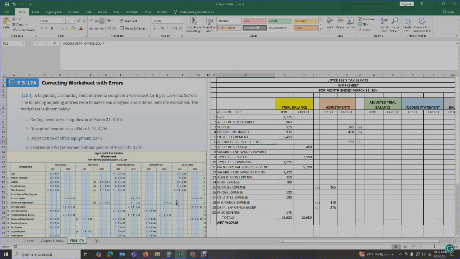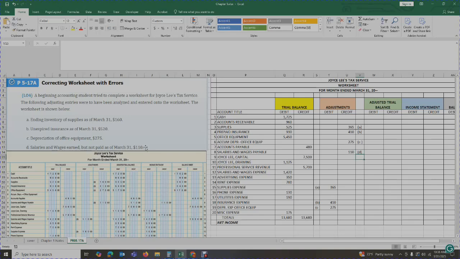So I'm going to go ahead and credit my salaries and wages payable for the amount of $110. Remember, a payable is a liability account. These accounts are used to record debt, money that we owe. I owe money to my employees. How much money do I owe? I owe $110. Now remember, liabilities have a normal balance of a credit. Now why do I want to do this?